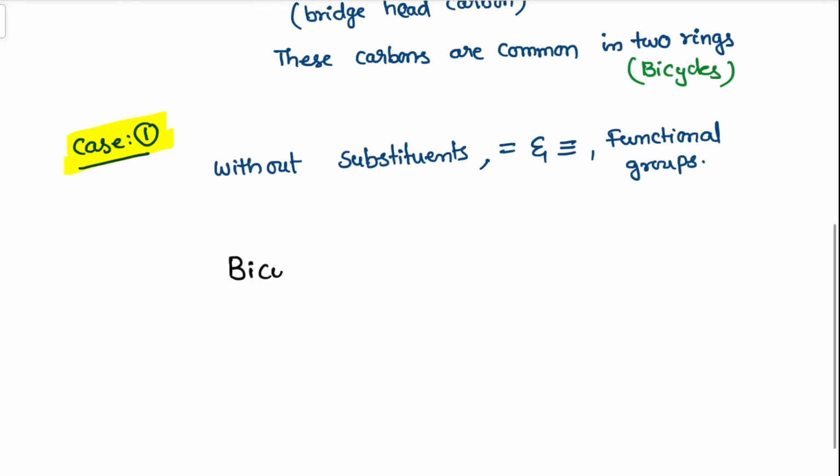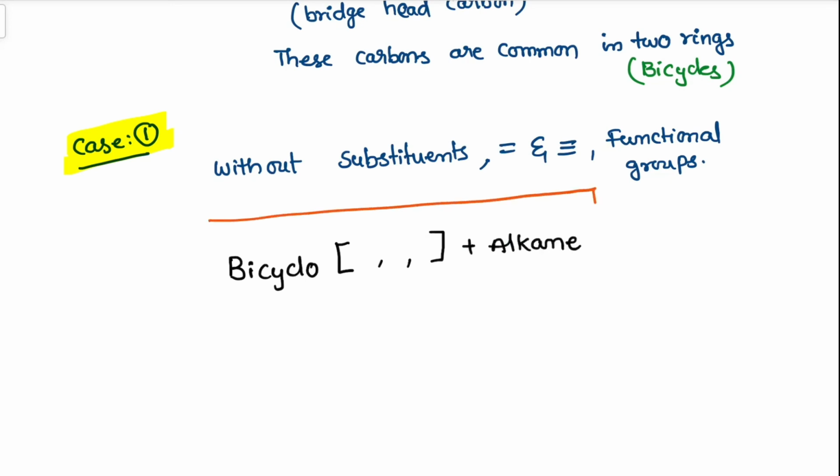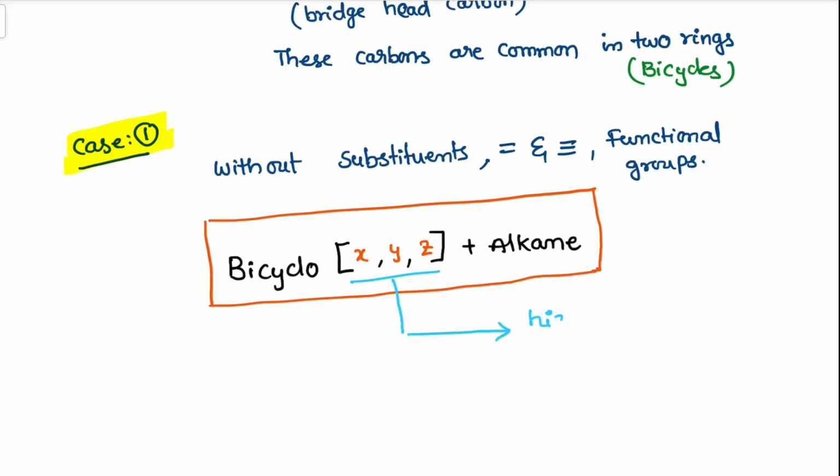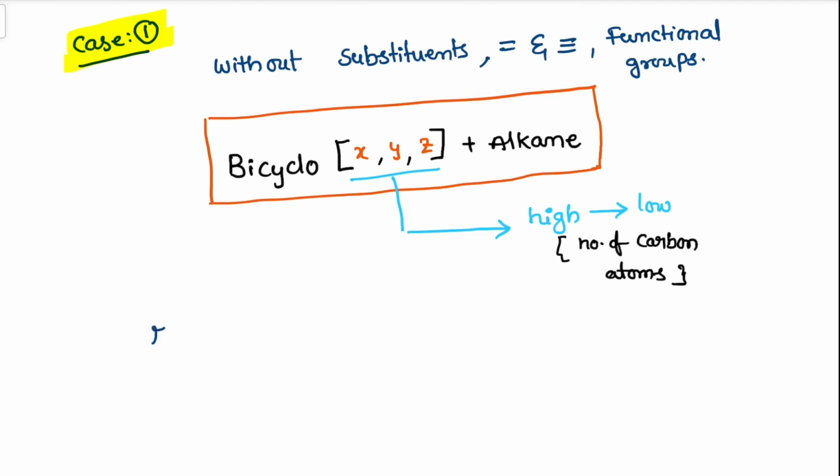Before writing the example, I want to give you the skeleton structure of the name. In any bicyclo compound, first you start with bicyclo, square brackets, square bracket close, plus alkane. Inside the brackets, X, Y, Z are the numbers of carbon atoms present between the bridgehead carbon atoms. We have to write those numbers from high to low. I will explain clearly, don't worry. You have to keep this skeleton structure of the IUPAC name of bicyclo compounds in mind. Now I am taking the example which we took at the start of the class.